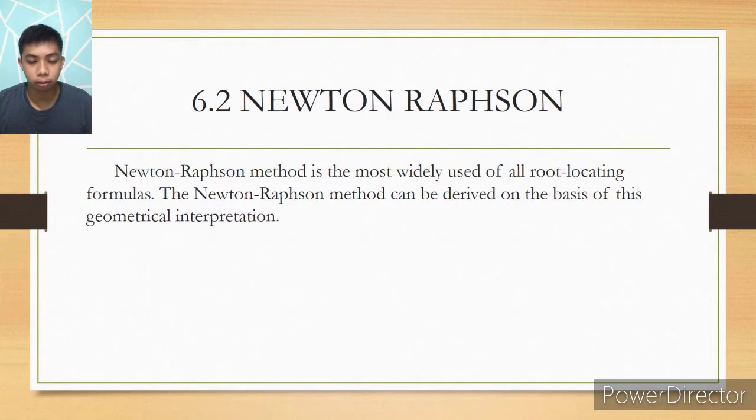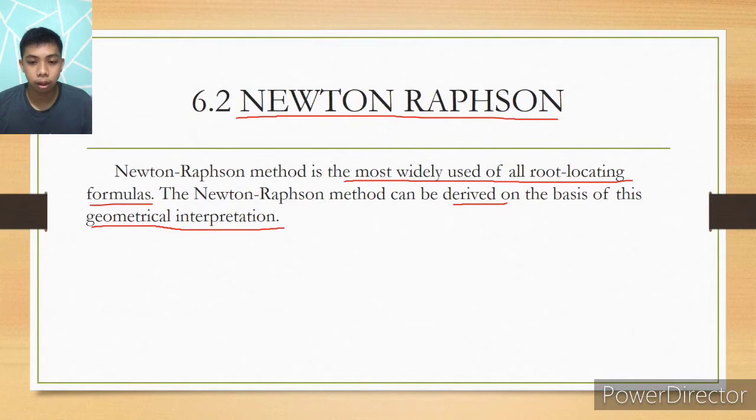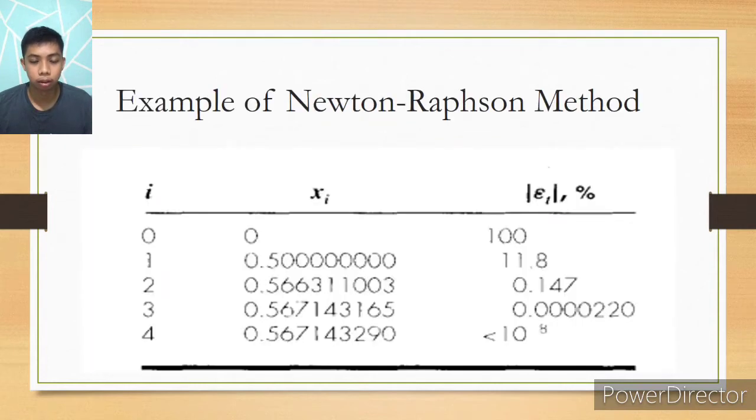Next, Newton-Raphson. The Newton-Raphson method is the most widely used of all root-locating formulas. The Newton-Raphson method can be derived on the basis of a geometrical interpretation. This is the example of the Newton-Raphson method.